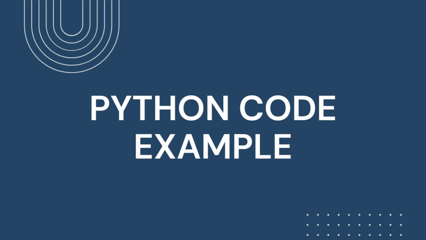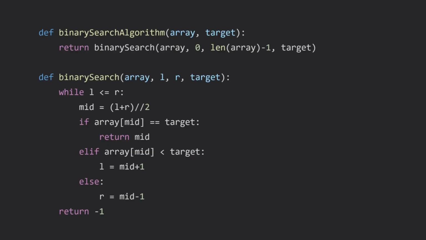Let's take a look at the Python code. So if we put L at the index 0 and R at the end of the array, as long as L is smaller than or equal to R, or in other words, when L is to the left of R, we calculate the mid index. Then we look into the array at mid. If we find a target, then we simply return the mid index.